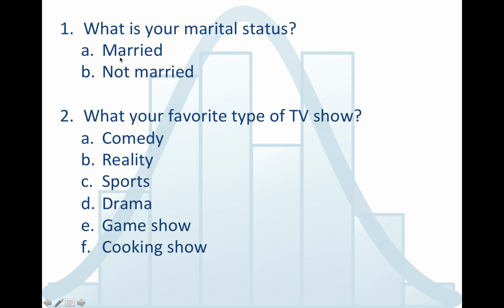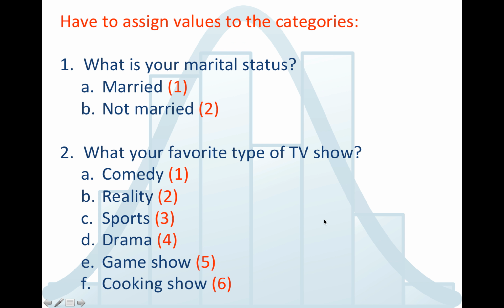But I can't put these into Excel. I can't put married, married, married, married. Or even A. There has to be a number. So I'm going to assign a number 1 to married, only because it's the first choice, and that makes sense. And a number 2 to not married. And then I'll start with 1 for comedy and go down to number 6 for the cooking show.